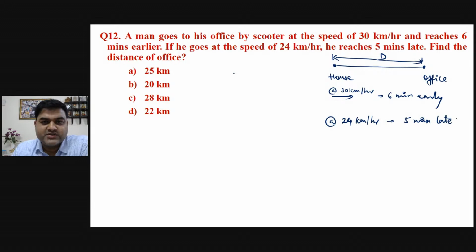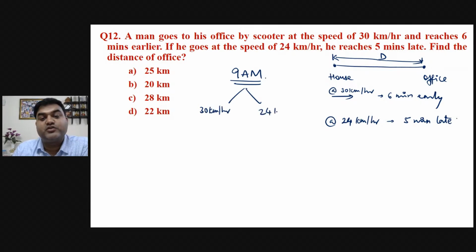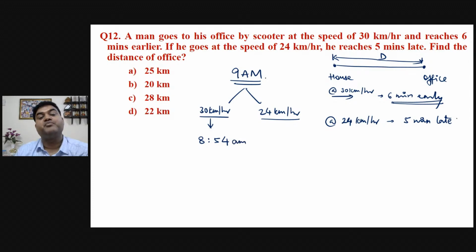Okay, suppose his office starts at 9 a.m. in the morning. In the first case he is going at 30 kilometers per hour speed, the second time at 24 kilometers per hour speed. What time does he reach when he is 6 minutes early? 6 minutes early means 6 minutes before 9 a.m. So what time does he reach? 8:54 a.m. In the morning he will reach at 8:54.